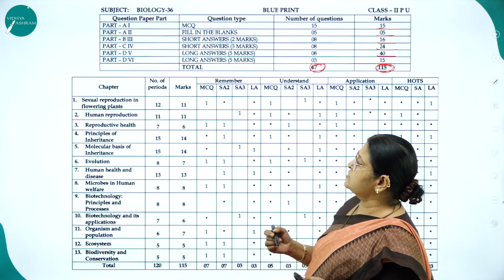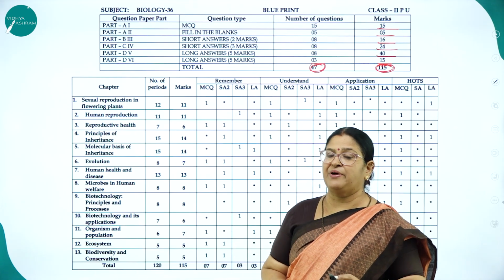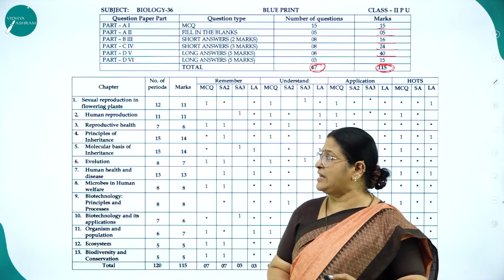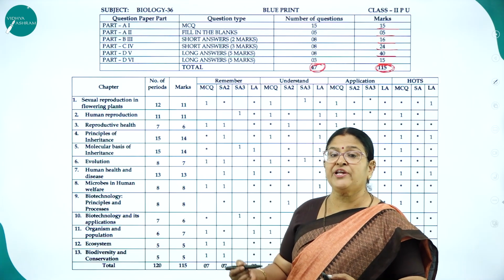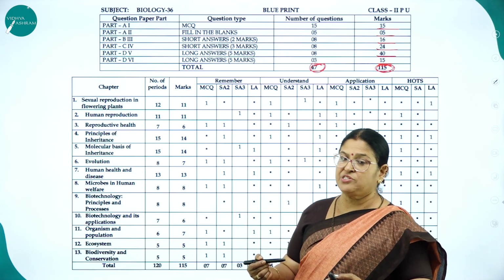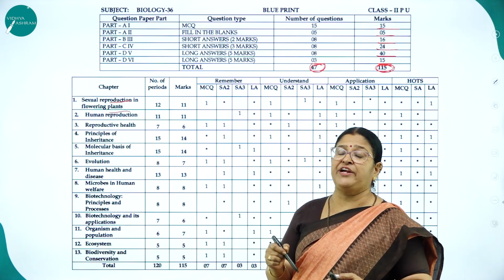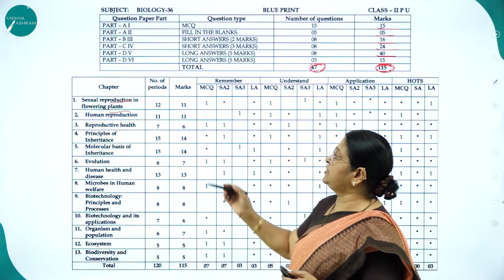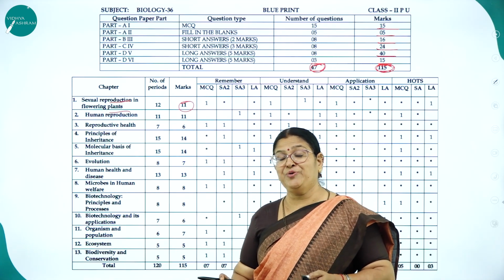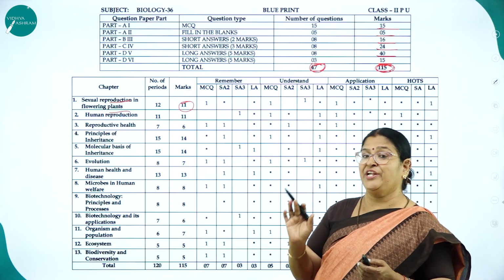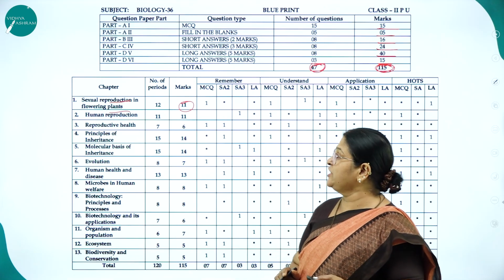Now let us discuss the chapters that are included in the second PUC biology syllabus for your exam, and the weightage of marks. As I said, I am revising the first very important chapter of second PUC biology, that is sexual reproduction in flowering plants. What is the weightage of marks for this chapter? It is 11 marks, a very huge weightage. So we need to concentrate much on this chapter.